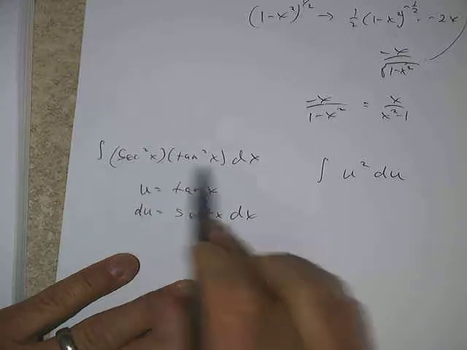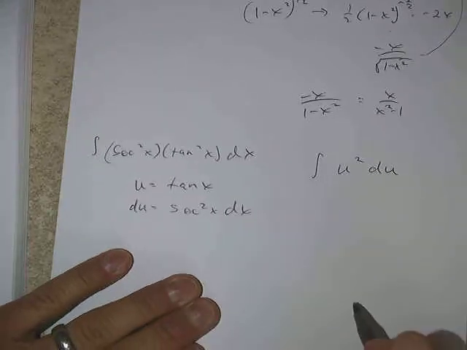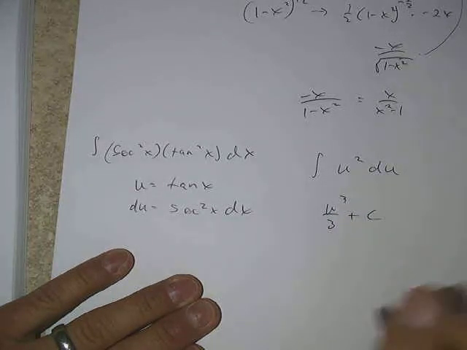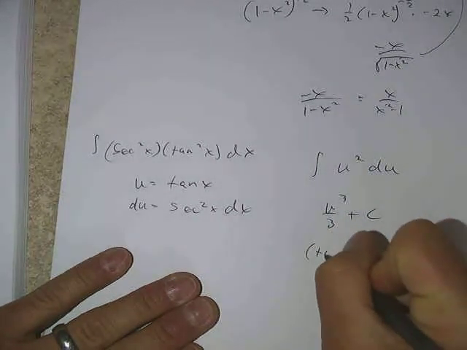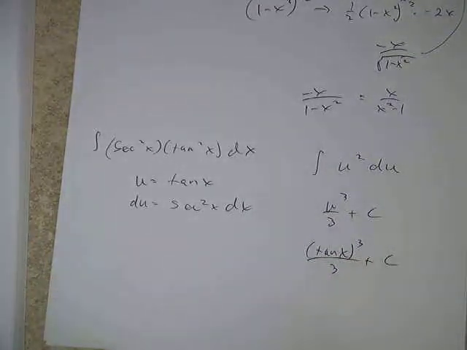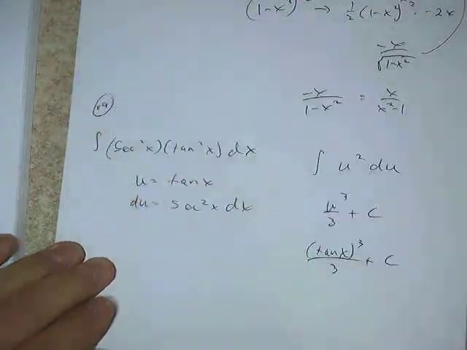And remember, when I have tangent squared x, this means tangent of x all squared. Okay? So therefore my new integral would be just u squared du then, wouldn't it? Right here would be replaced by u squared. Secant squared x dx would be du. And so that would be my integral. So my answer would be u cubed over 3 plus c. And ultimately it would be tangent x all cubed over 3 plus c. And that would match up with choice A.